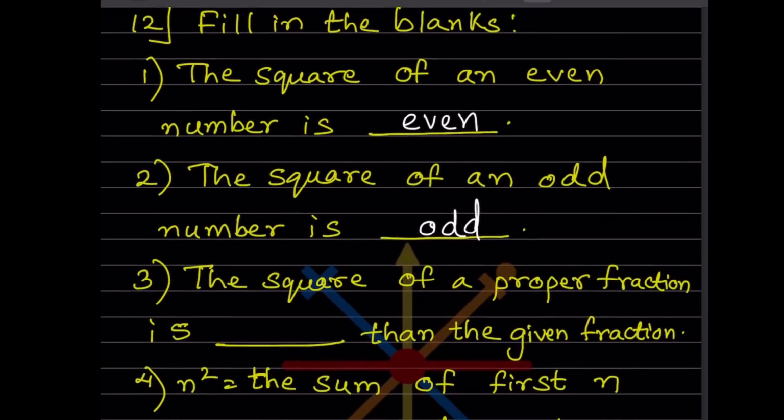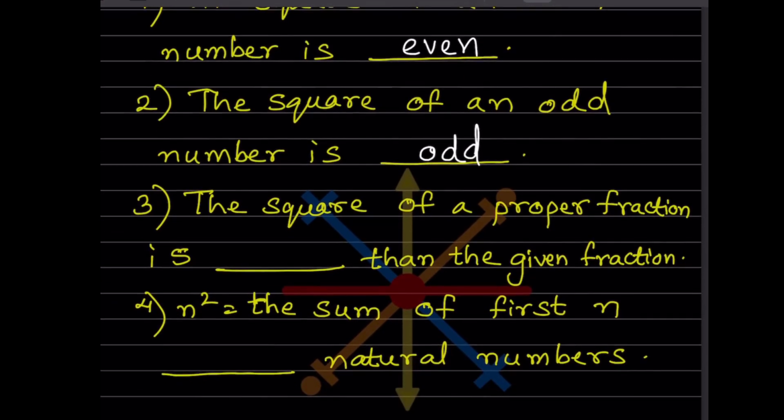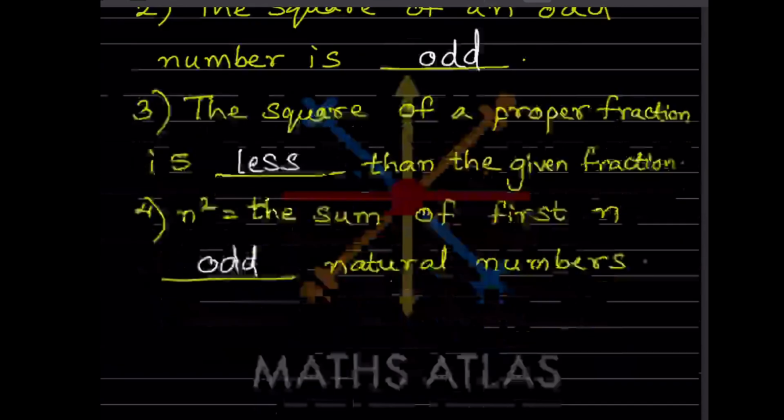The square of a proper fraction is dash than the given number. This is always less than the given number. N square is equal to the sum of the first n odd natural numbers.